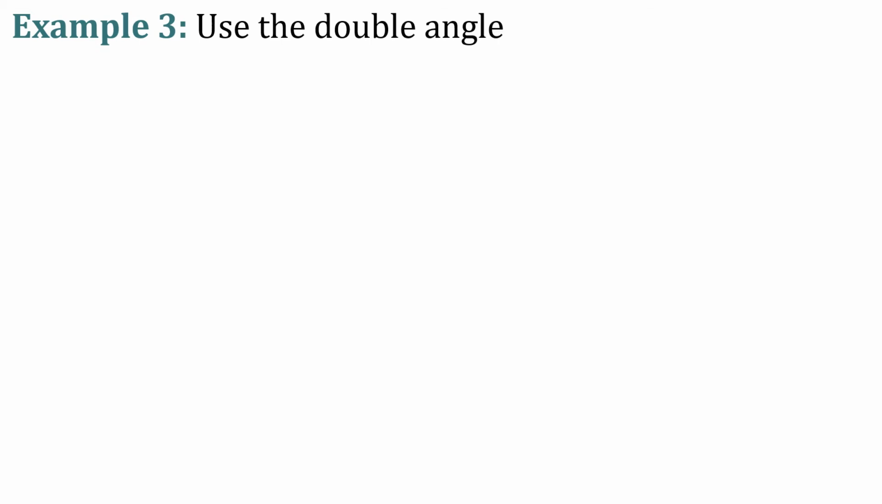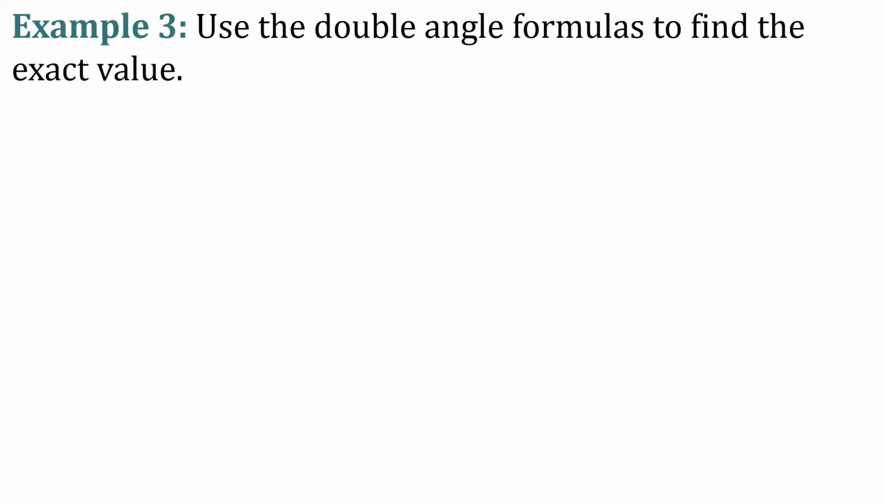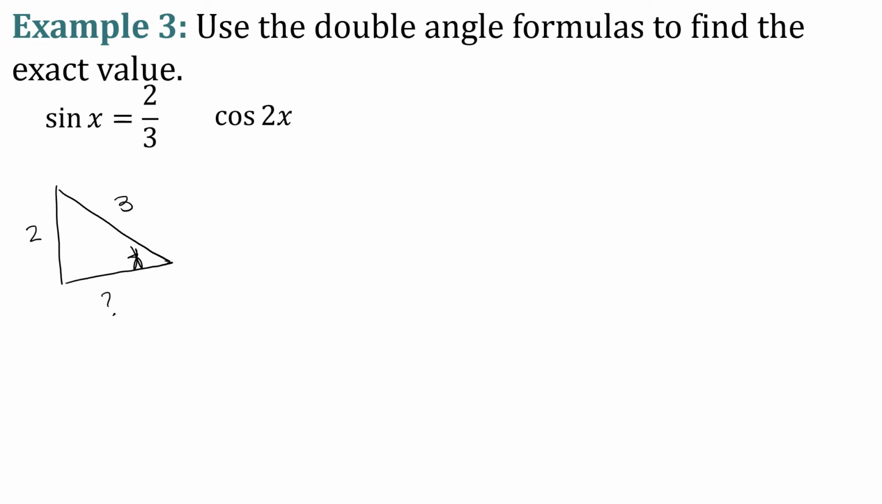Let's look at another example, a little bit different. This time, instead of giving you a triangle, I told you that sine is 2 over 3. So we can draw a triangle. If we mark our angle here, opposite over hypotenuse, 2 over 3, we need to find this value right here.